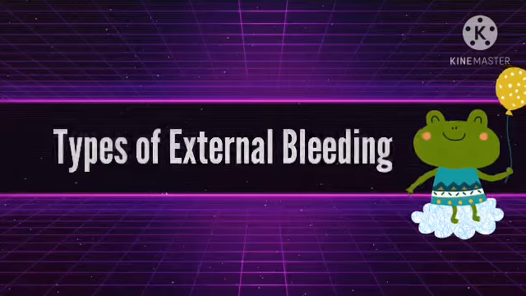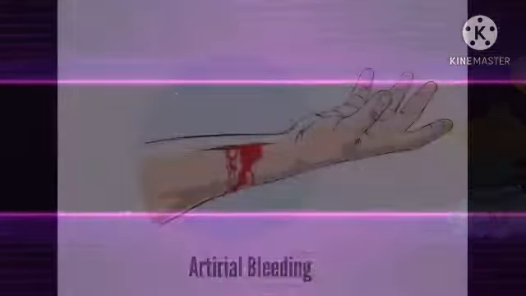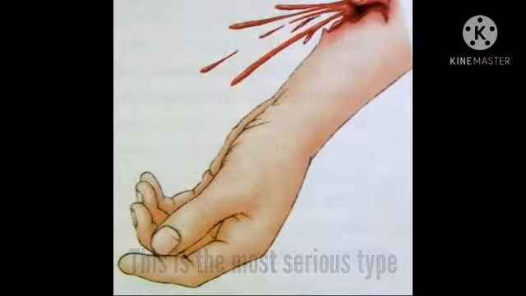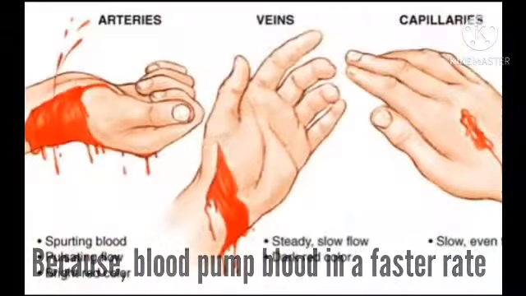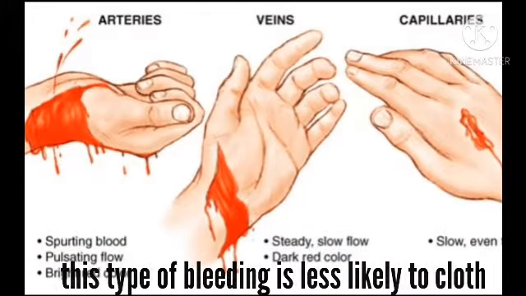Types of external bleeding. The type of external bleeding can be classified according to its source. Arterial bleeding: blood spurts from the wound. This is the most serious type because blood is being pumped out at a faster rate, leading to quick blood loss. This type of bleeding is less likely to clot.